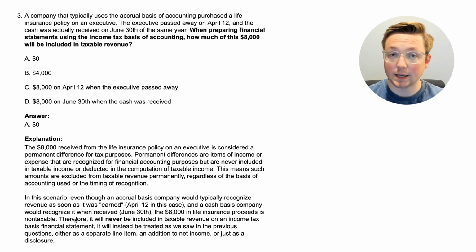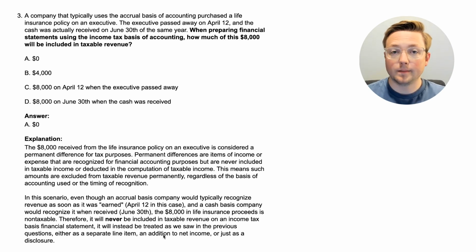This is something that's non-taxable. It is actually a permanent difference. It will never be included in taxable revenue on an income tax basis financial statement. So this is not ever going to be a taxable item. It will instead be treated like we were talking about previously. We could either have it as a separate line item, in addition to net income, or just as a disclosure. But it's not going to be part of taxable income for these financial statements.